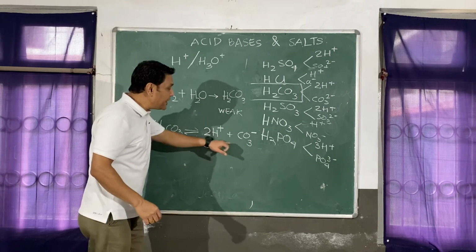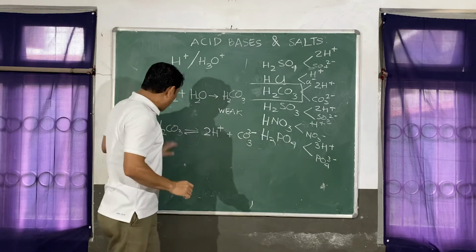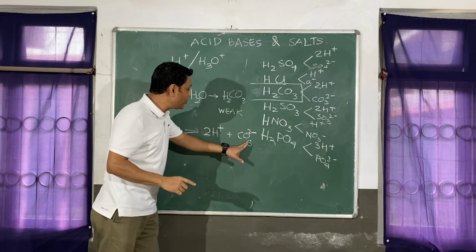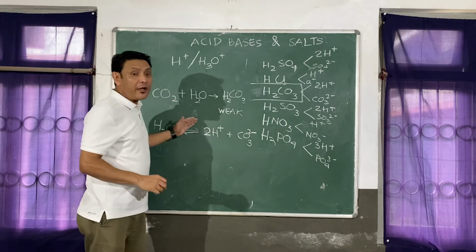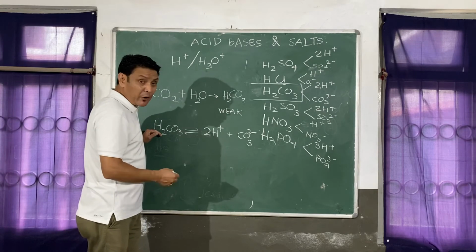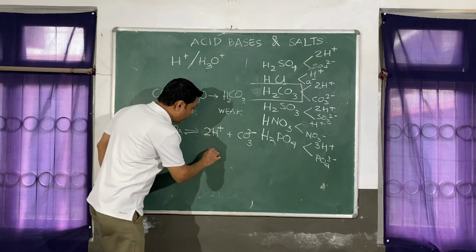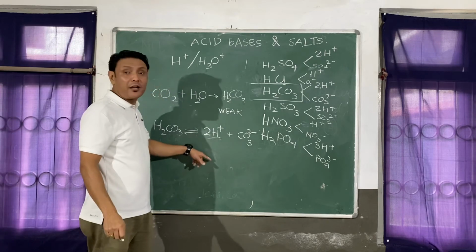So what is the valency of carbonate? 2. So therefore 2 minus. How many carbonate radicals are there? Only 1. So 1 CO3, 2 minus. So out of 100 molecules of carbonic acid in water, let's say 10 hydrogen ions dissociate. So therefore we call it a weak acid.